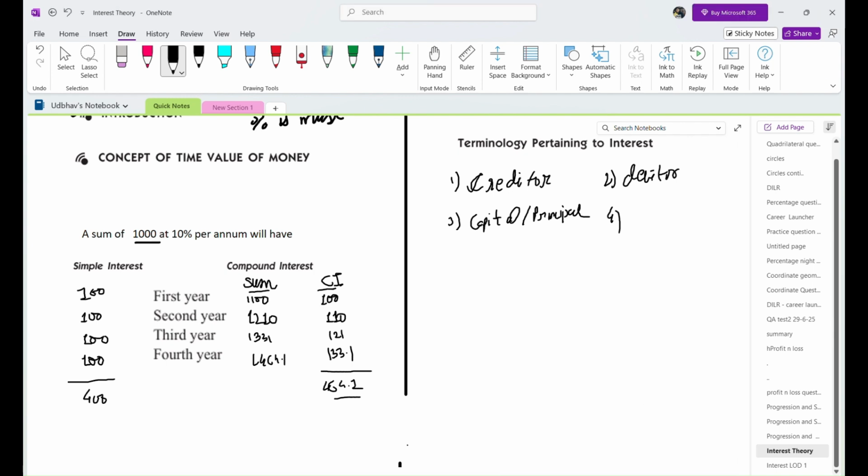Fourth will be time. The period for which the money is deposited or borrowed is called the time. So it's a basic analogy. Time, nothing to explain.